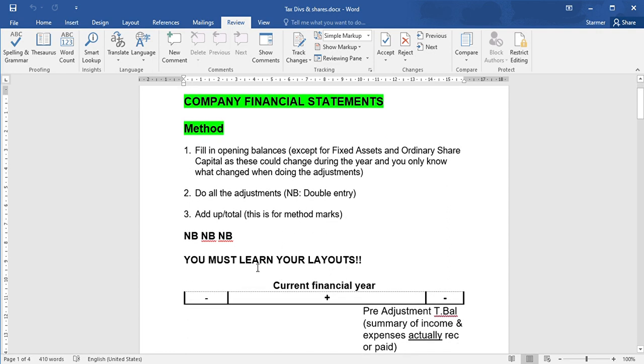I cannot stress enough how important it is to learn your layouts. If you don't know your layouts, you are going to struggle with this income statement and balance sheet with notes.